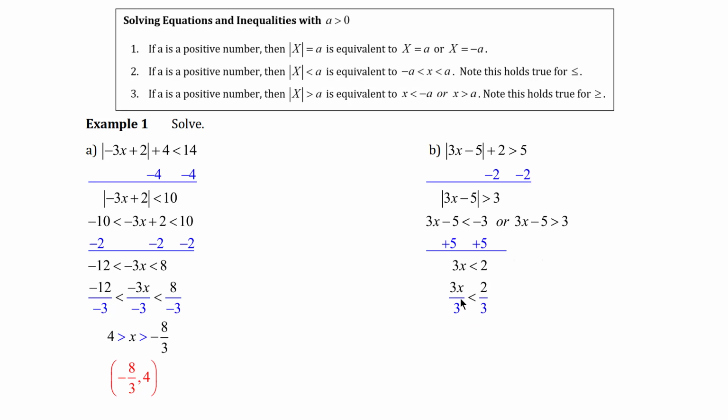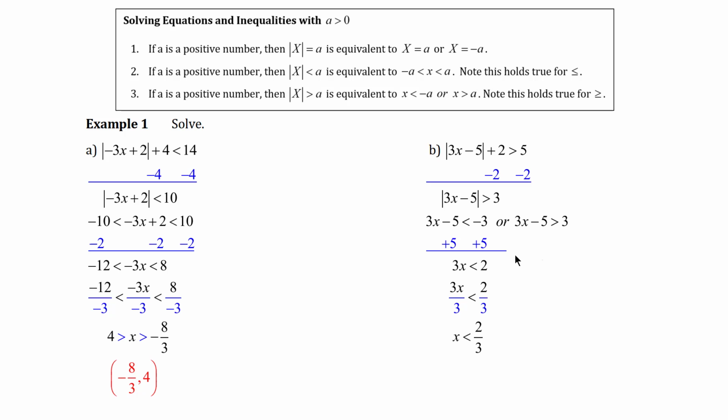So we get 3x divided by 3 less than 2 over 3. Simplifying the left-hand side, 3x divided by 3 is x. On the right-hand side, 2/3 will stay as 2/3. So the result is x less than 2/3.